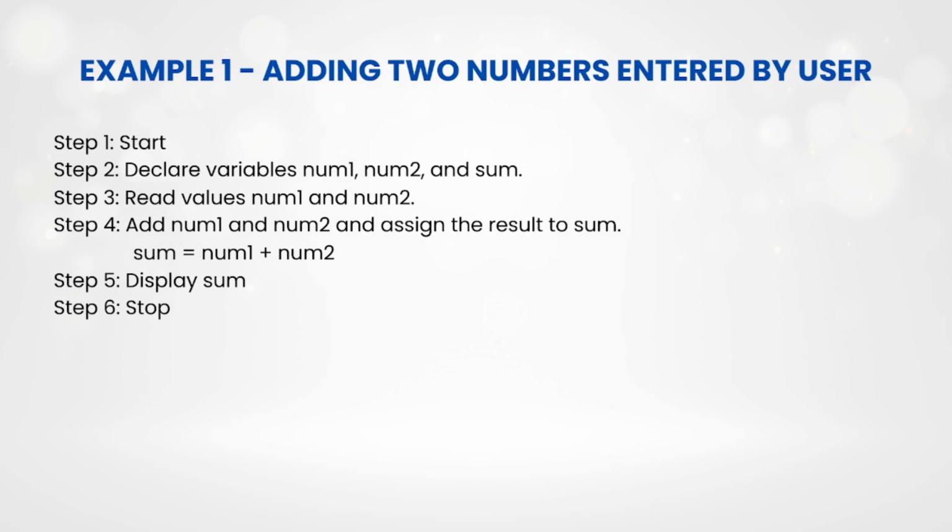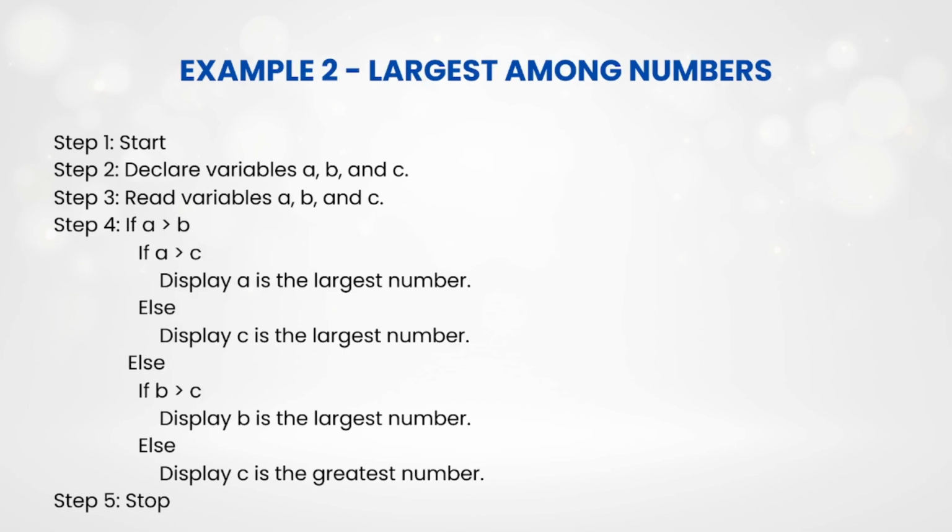Okay? Now let's look at another example, finding the largest among three numbers. Step 1, start. Step 2, declare three variables, a, b, and c. Step 3, read the values of a, b, and c. Step 4, check the conditions. If a is greater than b, then check if a is also greater than c. If yes, display that a is the largest. Otherwise, display that c is the largest.